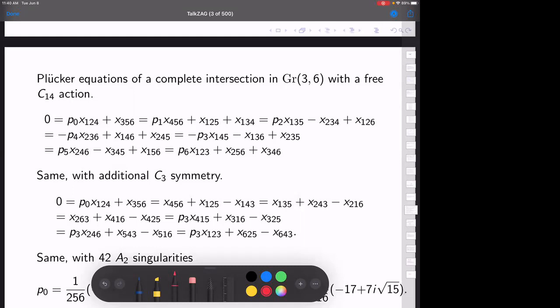Now, so this was already very interesting for us. What these are: X are the Plücker variables, Plücker coordinates in the standard Plücker embedding. So P's are the parameters. And if you count them, there are seven parameters. But there's also a little bit of torus symmetry, a three-dimensional symmetry. So really, this is actually a four-dimensional family.